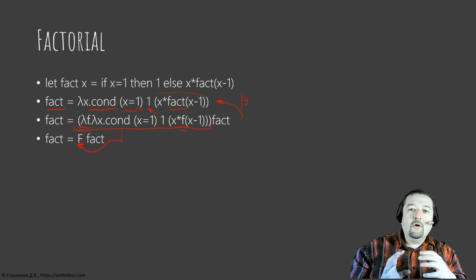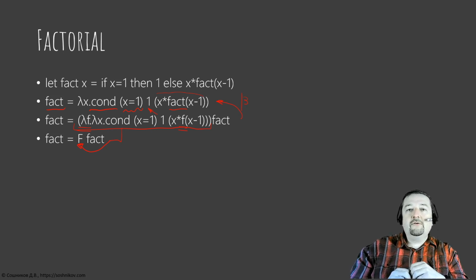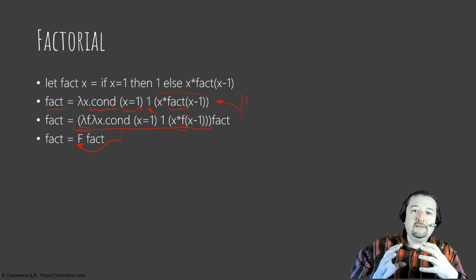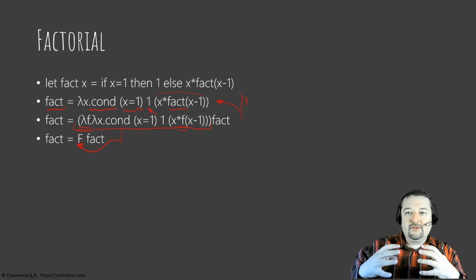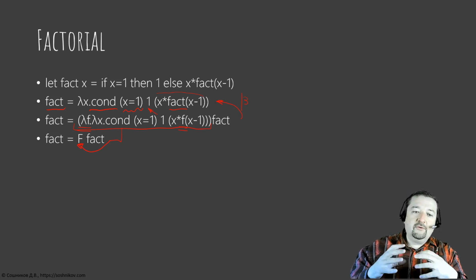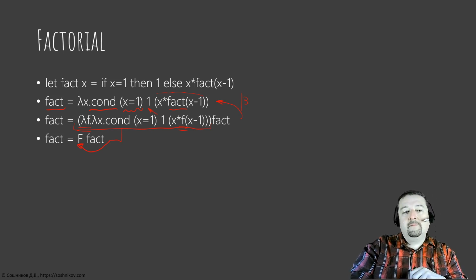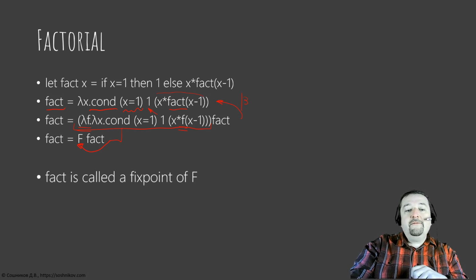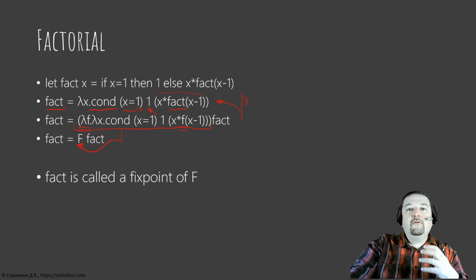And this is so-called fixed point. Right? The definition of fixed point is like fixed point of a function F, big F, is the value which is not changed by applying the function. Right? If you apply F to this fact, it gives you back fact again. So this fact is called the fixed point of big function F.